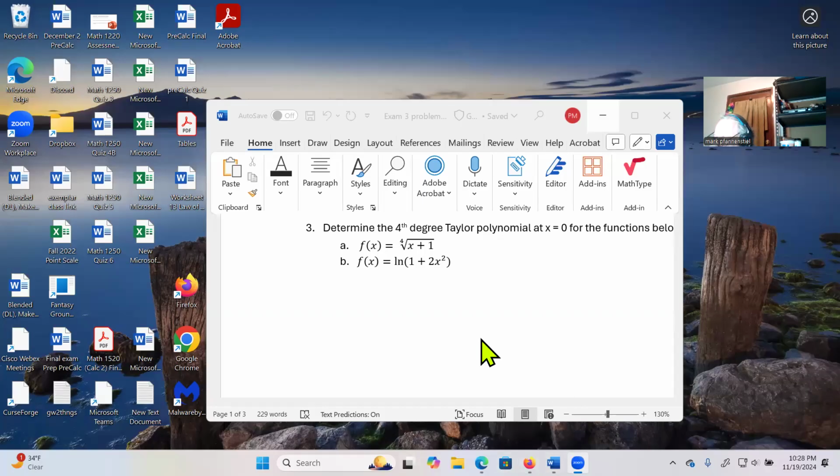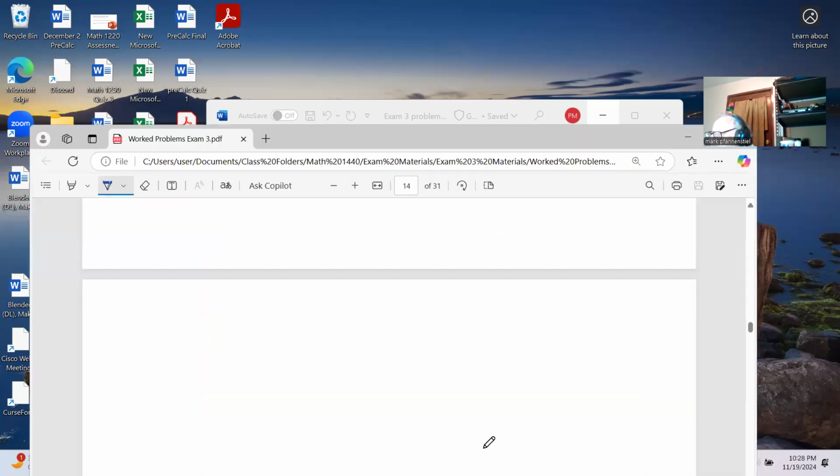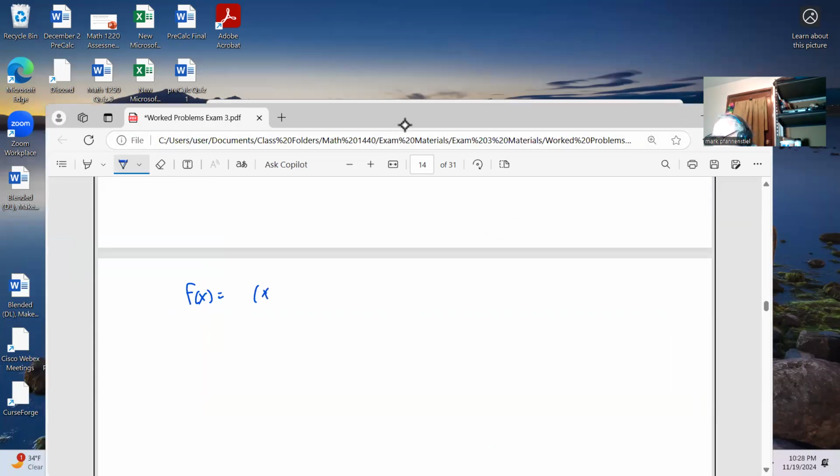So we are doing problem number 3A here, and that's going to be figuring out the fourth degree Taylor polynomial at x equals 0 for this function right here. Okay, so let's go ahead and have a look at that. So we're going to go ahead and write down the problem so we can say, okay, we have f of x equals, I believe it's (x plus 1) raised to the 1/4 power. x plus 1, 1/4 power.